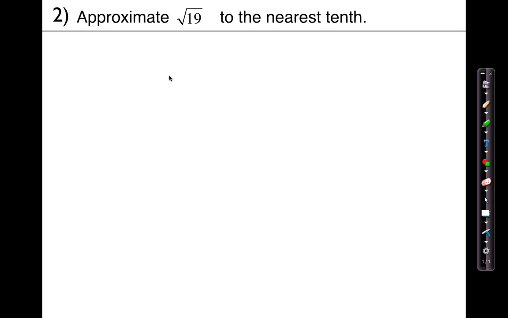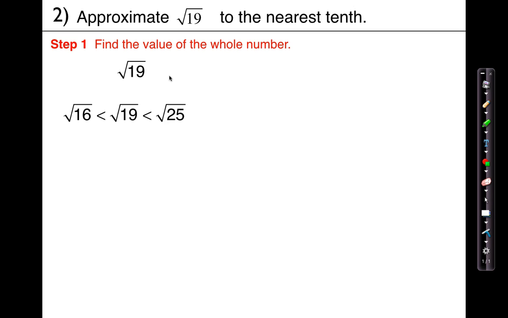Here it says to approximate the square root of 19 to the nearest 10th. So here I want to figure out, okay, so what's the whole number? So I'm going to say the square root of 19 is between the square root of 16 and the square root of 25. So here I'm going to go ahead and say the square root of 16 is 4, the square root of 25 is 5. So it's definitely going to be between 4 and 5, but now I need to decide, okay, so is it closer to 4 or is it closer to 5? Well, let's see. Here, 16 is 3 away, and 25 is 6 away.